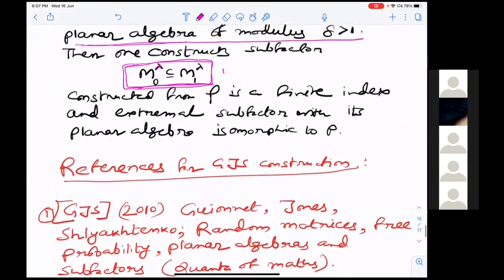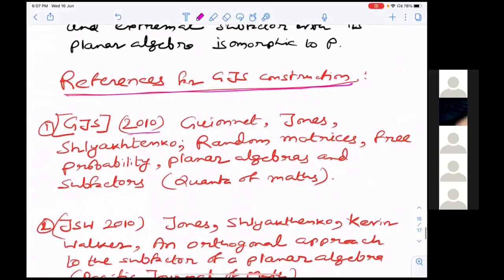Unfortunately, I cannot go into the proof of that. The reference for this GJS construction is the 2010 paper by Guionnet, Jones, and Shlyakhtenko, called Random Matrices, Free Probability, and Planar Algebras. There is heavy use of this new subject called free probability by Voiculescu, and there is a connection with random matrices. This is a very difficult and very important paper. It is in Quanta of Maths.